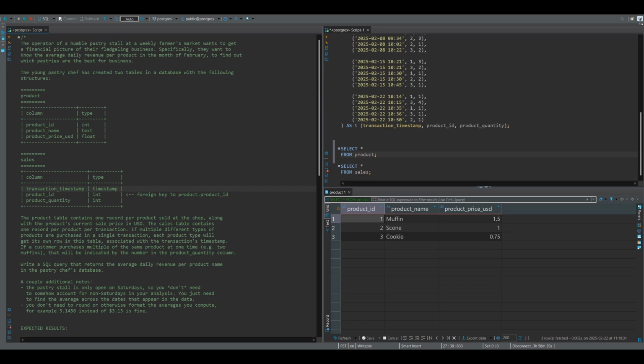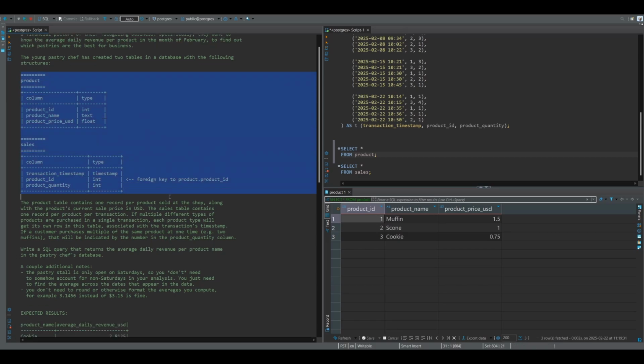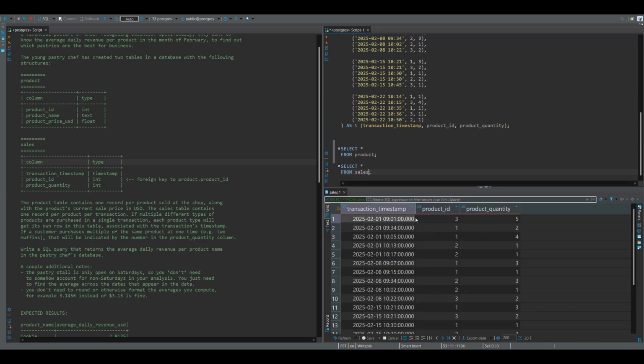The young pastry chef has created two tables in a database with the following structures. The product table, seen here, contains one record per product sold at the shop, along with the product's current sale price in US dollars. The sales table contains one record per product per transaction. If multiple different types of products are purchased in a single transaction, each product type will get its own row in this table associated with the transaction's timestamp.